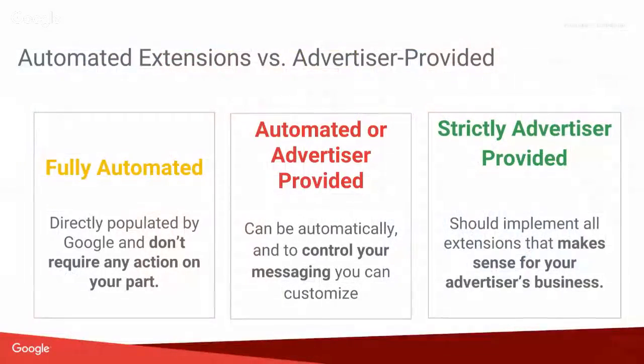There are 3 different categories of extensions here. First, fully automated. These are extensions that are directly populated by Google, and they don't require any action on your part. We want to see your campaign succeed, so we'll set those up for you automatically. Then there are some that can be automated or advertiser provided. They can be automatic, but you can also set them up to control your messaging and customize exactly how your ads are serving. And then lastly, we have those that are strictly advertiser provided. This means that you're implementing the extensions that make sense for your business type. And you can, again, control your messaging to try out different combinations and see what works best to get the best results for your account.